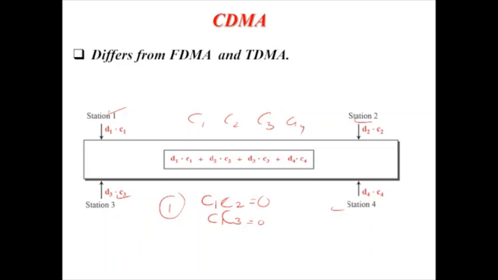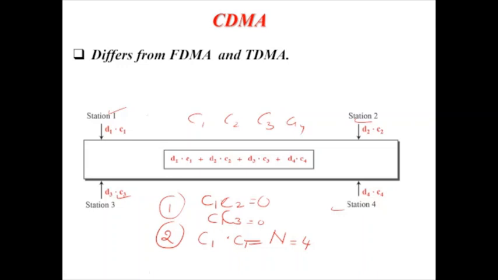The second property says that if we multiply each code by itself, we should get 4. This 4 is mentioned in connection with this particular example. In this system, there are 4 stations, so the outcome must be 4. So whenever we multiply each code by itself, the answer should be equal to n in general, where n is the number of stations in the system. In this case, n is 4. I hope it is clear.